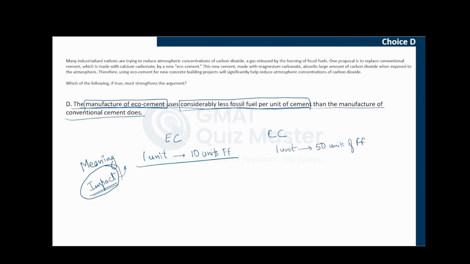How will it impact the conclusion? So let's see how this choice impacts the conclusion. So we know that with this example, eco cement 1 unit is taking 10 units of fossil fuel, and conventional cement 1 unit is taking 50 units of fossil fuels. Now, do we know something about fossil fuels? Yes, we know that carbon dioxide is released by the burning of fossil fuels.